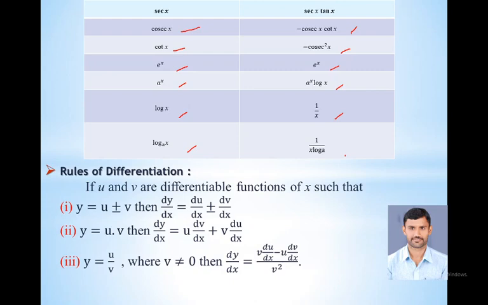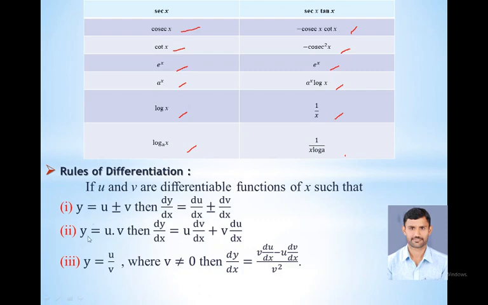Now, rules of differentiation. We know that there are 4 types of rules. First one is addition rule, second one is subtraction, third one is product rule, and fourth one is quotient rule. Now, if u and v are differentiable functions of x such that, first, if y is equal to u plus minus v, then dy by dx is equal to du upon dx plus minus dv upon dx.